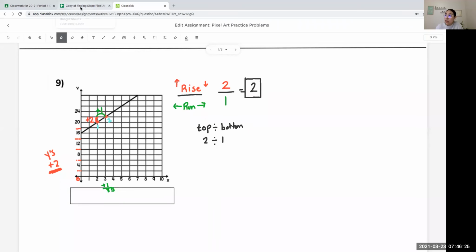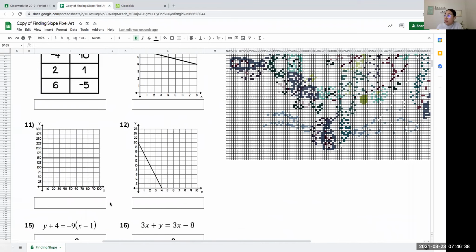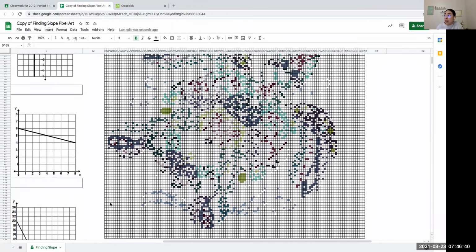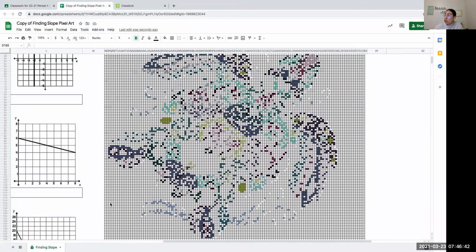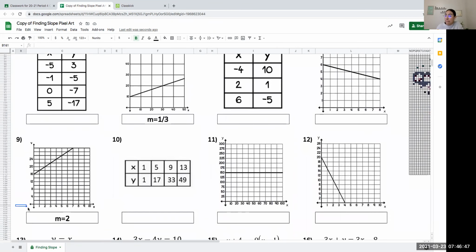So let's go on over to number 9 over here, and we will write m equals 2. And if it turns black, then you know you got it correct. And if it stays red, then we did something wrong. And also you should start seeing some of these fill in. Okay, so I'll let you finish that up.